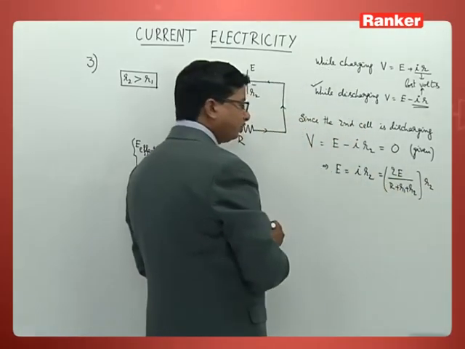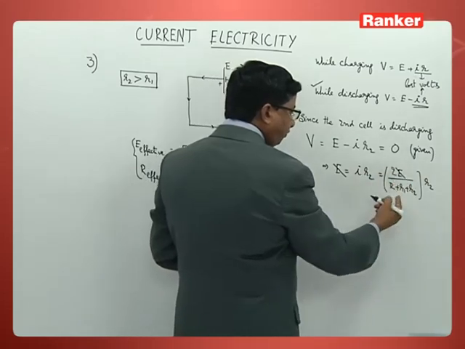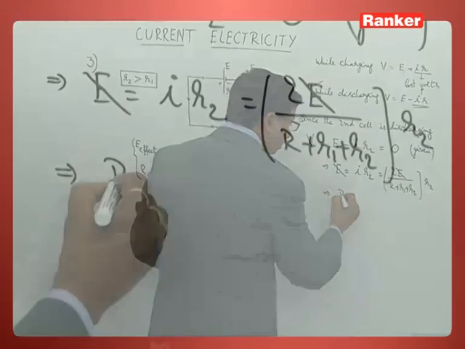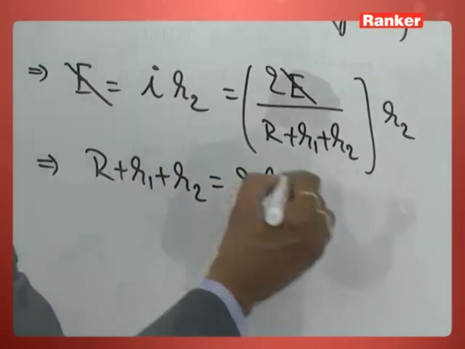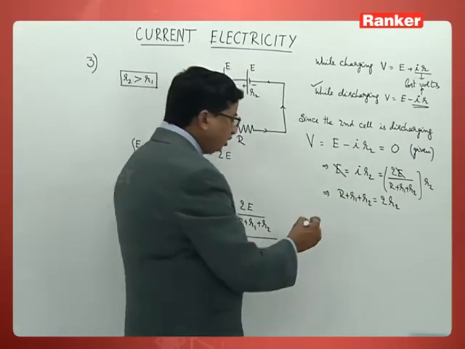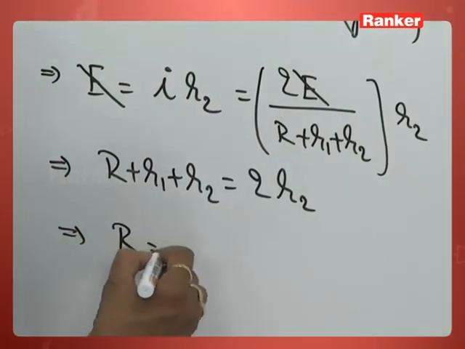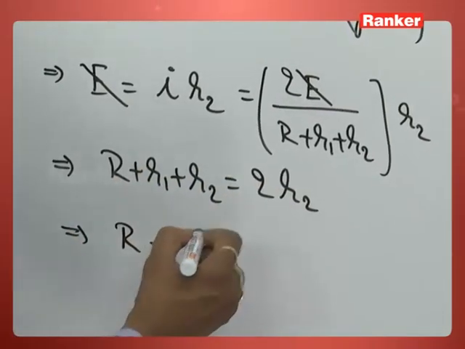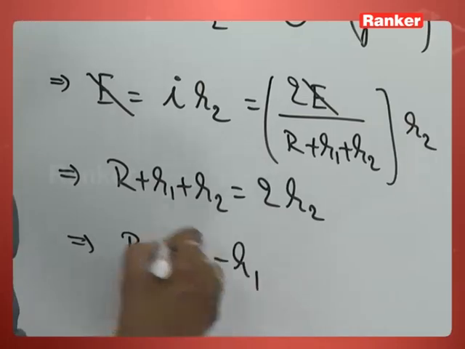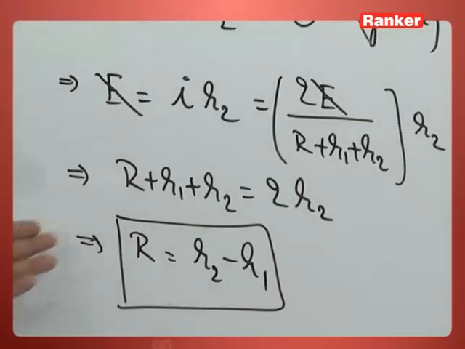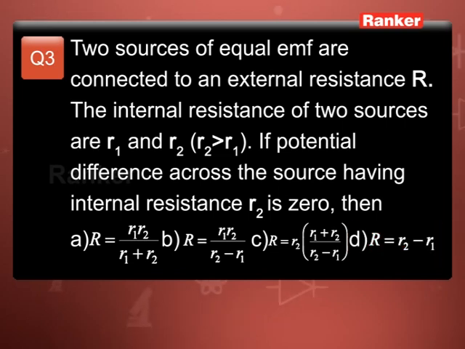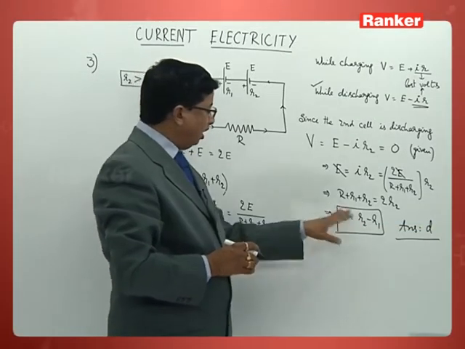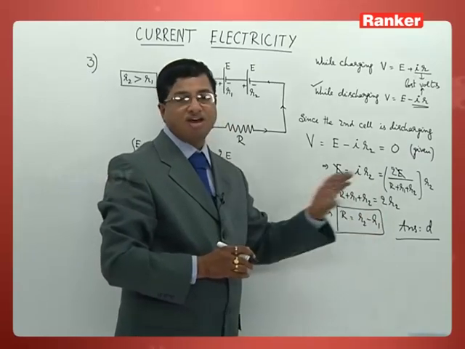That is the concept. Now you can cut this E off. Cross multiplication gives you R plus R1 plus R2 is equal to 2R2. Then what can we write now? Capital R is equal to, bringing these to that side, R2 minus R1. Look at this particular option there: the fourth option, given as D over here, is the correct option for this. R is equal to R2 minus R1.